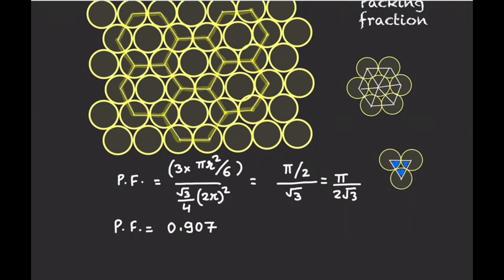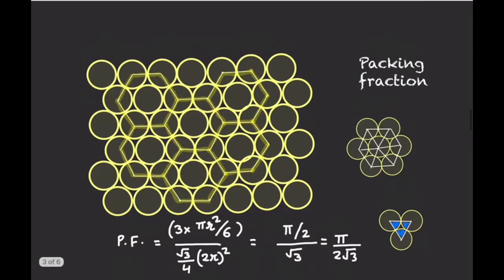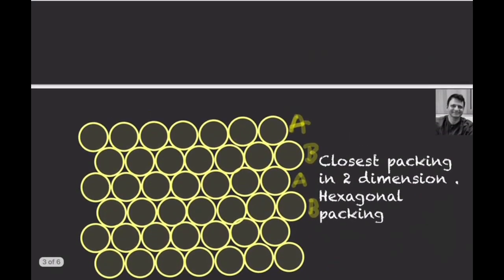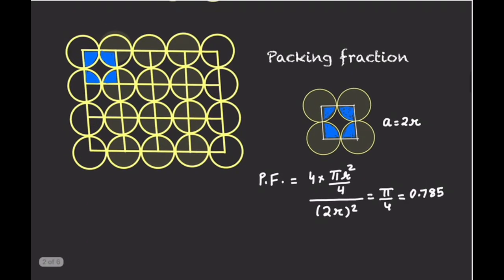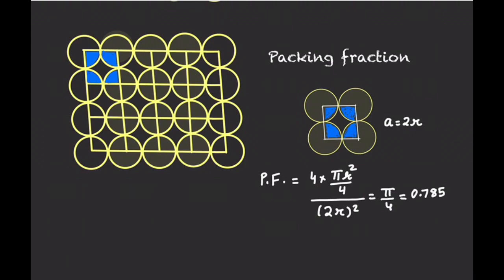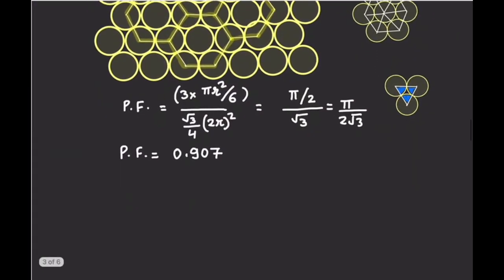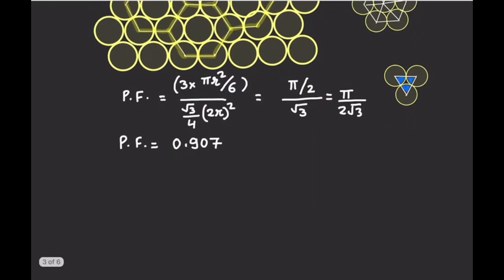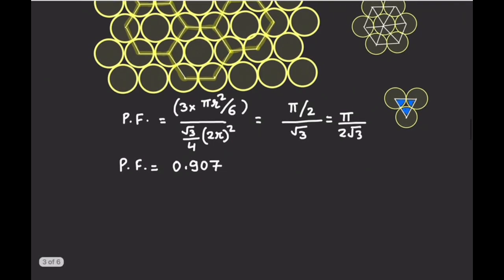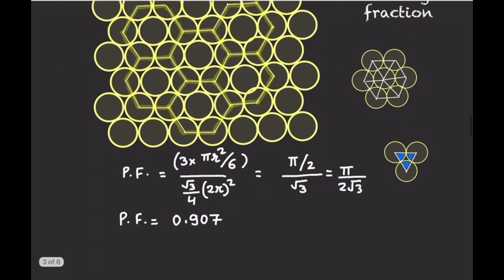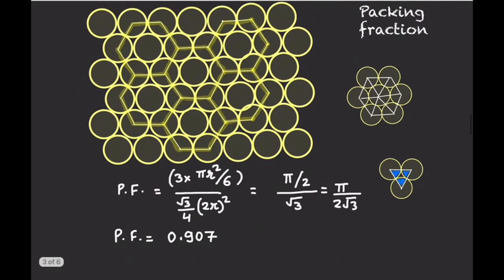So now if we compare that in 2 dimensions, if we want to make a close packing, there are 2 types of close packing we can do. One is square packing, where the packing fraction is 0.785, and the other packing is known as hexagonal packing, where the packing fraction is 0.907. So 90.7%. So we can say among these two, hexagonal packing is the closest packing in 2 dimensions.